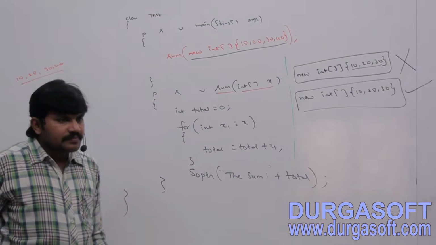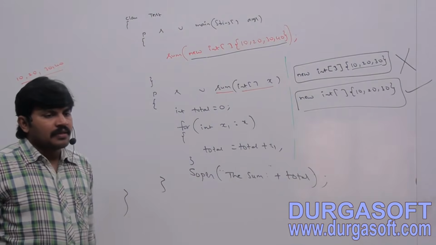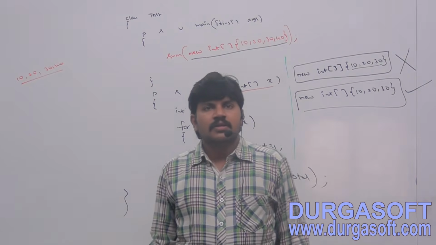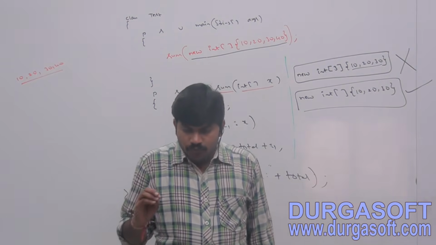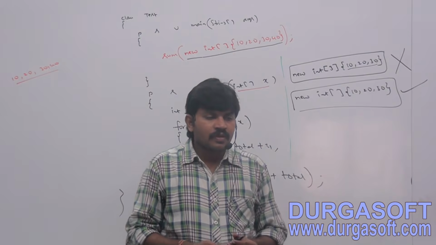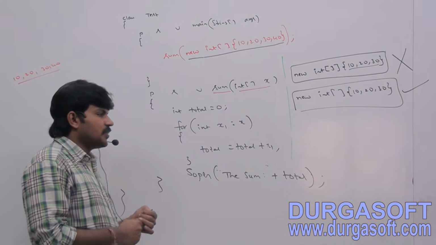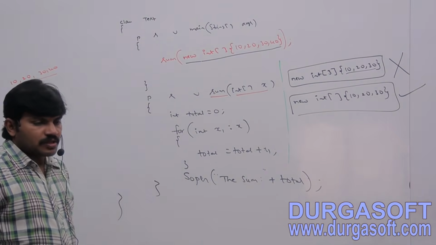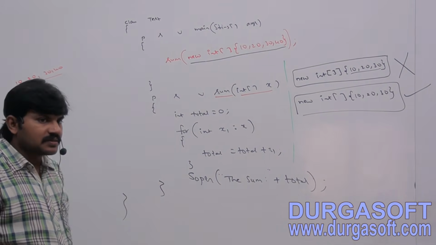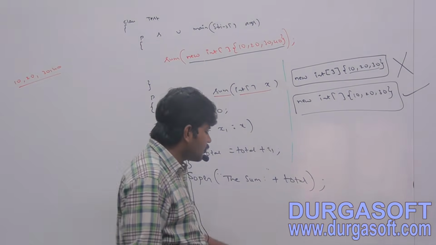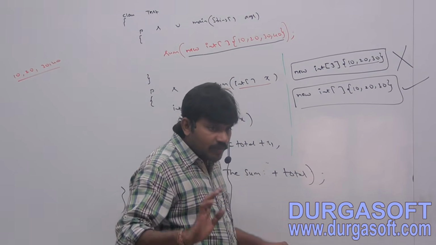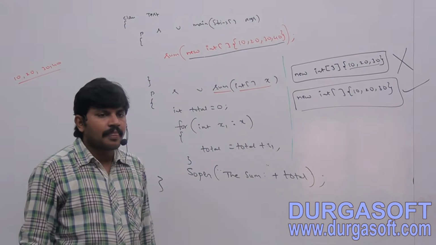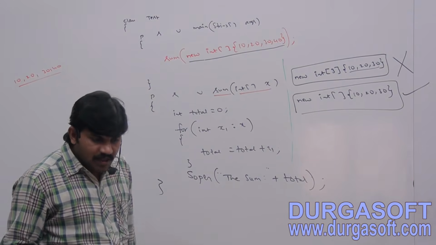Observe the point at this one. While creating anonymous arrays, we can't specify the size. Otherwise, we will get a compile time error.